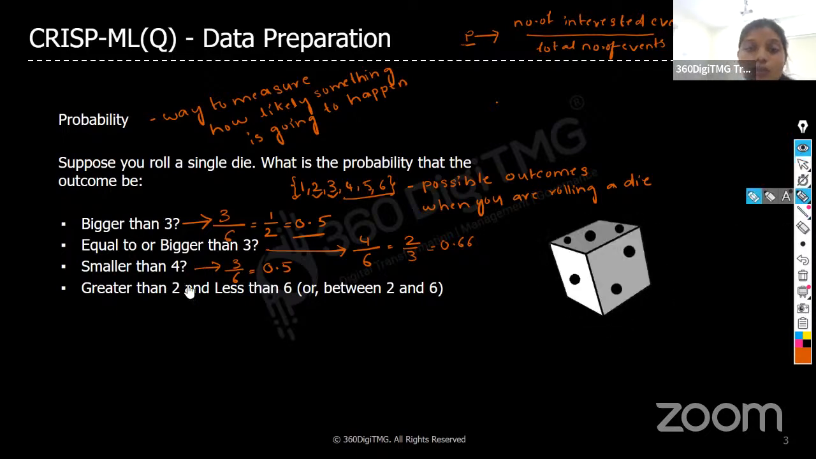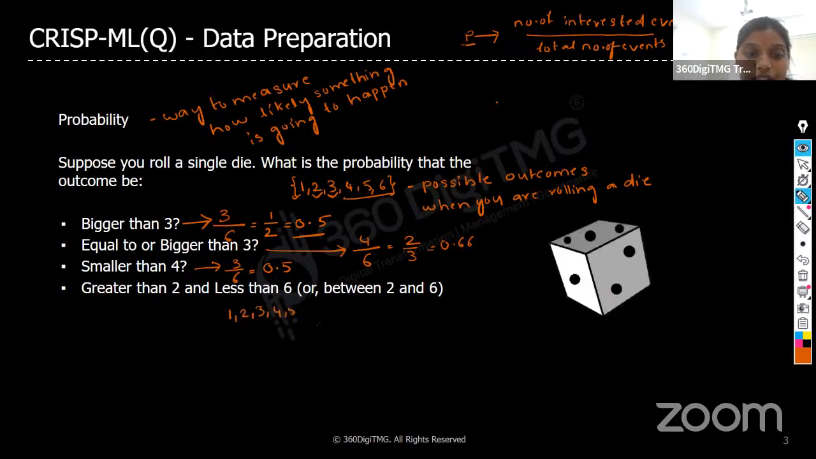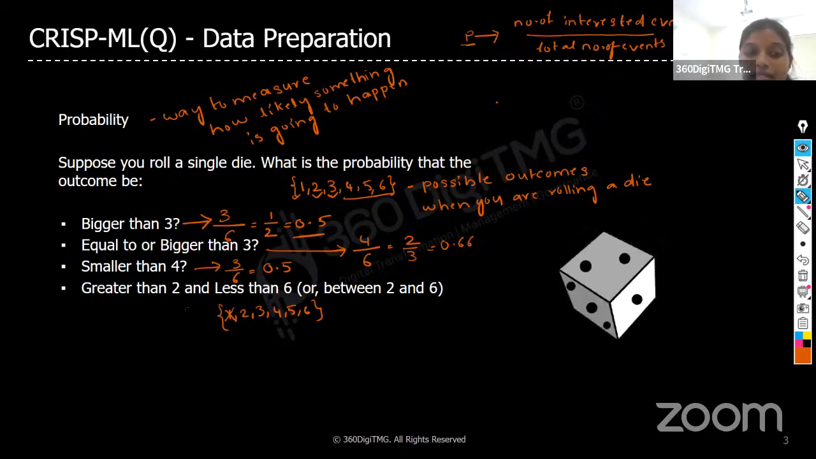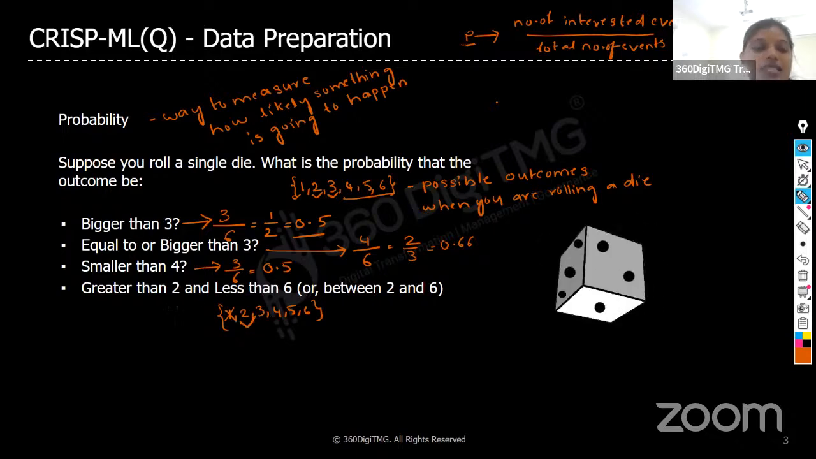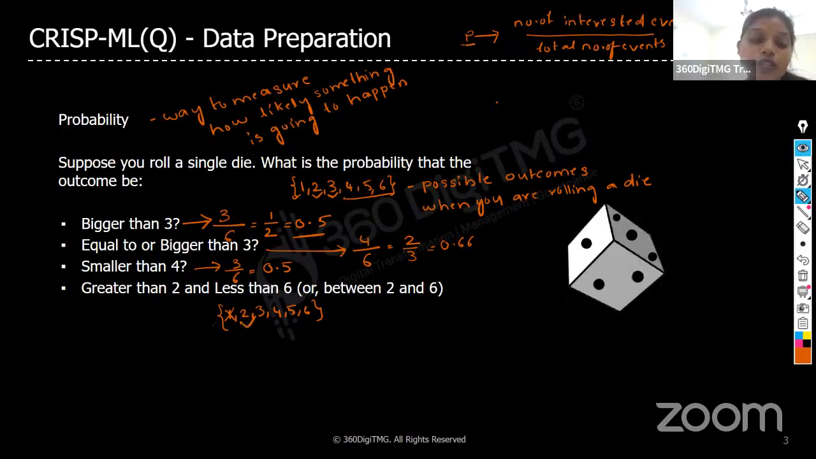What is it? So, what are the values present? 1, 2, 3, 4, 5, and 6. These are the possible outcomes. Out of these, how many are greater than 2? 1 is not greater, and 2 is greater. 2 is fine. 2 is greater than 2 and less than 6. It is satisfying both the conditions. 3 is greater than 2. Oh, sorry, 2 is not greater than 2, right? 2 is equal to 2. There is no equal to.